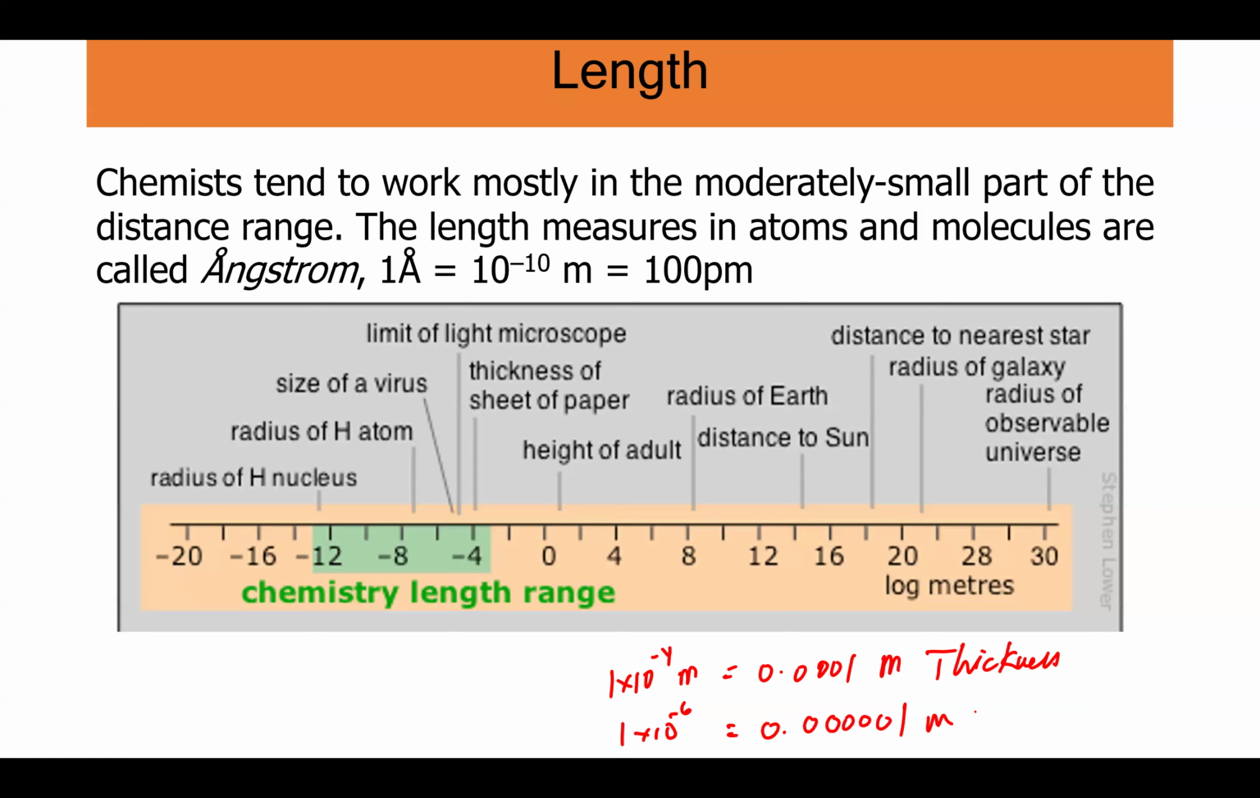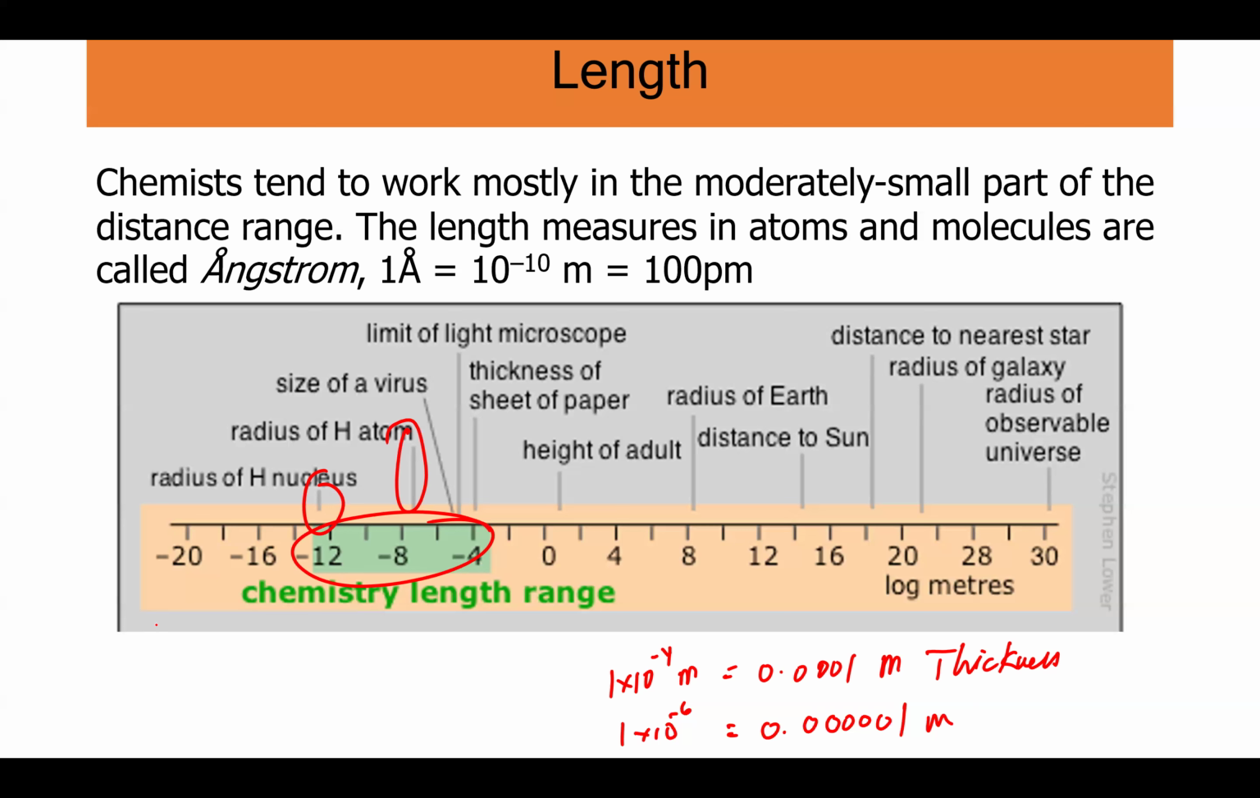So for example, the radius of a hydrogen nucleus is about 10 to negative 13. When you study chemistry, the length of the matter that you study is usually very, very small, 10 to negative something. So it's a very small size, very small mass, very small length.